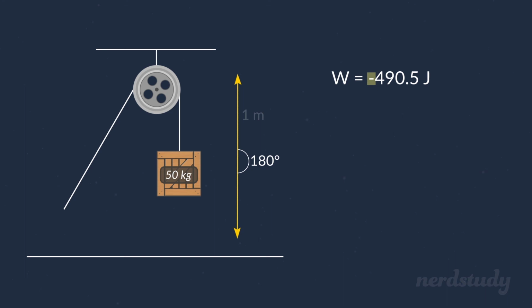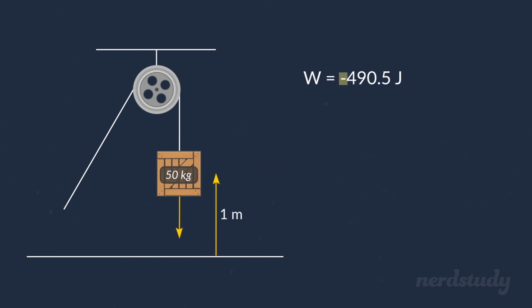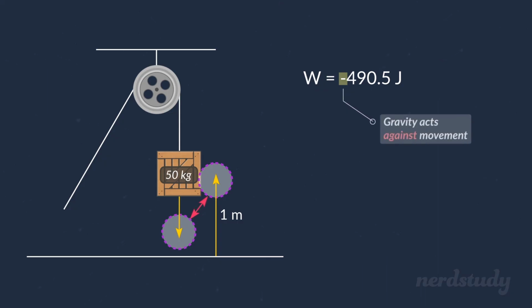Well, the interpretation is actually quite simple. Remember, the displacement of the box was upward, against the force of gravity. Gravity naturally pulls things downward. In other words, instead of contributing to the movement of the box, gravity actually hindered the motion. So that's what the negative sign means. It tells us that gravity actually acted against the movement of the box.